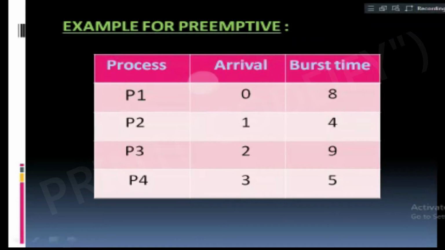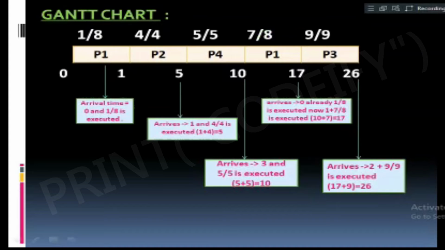So, it has four processes. Arrival times are 0, 1, 2, 3 and burst times are 8, 4, 9, 5. We are going to construct the Gantt chart for this. P1 arrives first, so it will enter the CPU first because the arrival time is 0, but it needs the CPU for a long time, that is, burst time is 8. Since it is preemptive, it will forcefully push P1 out of the CPU, and the job with less burst time, which is P2 of 4, will get into the CPU.